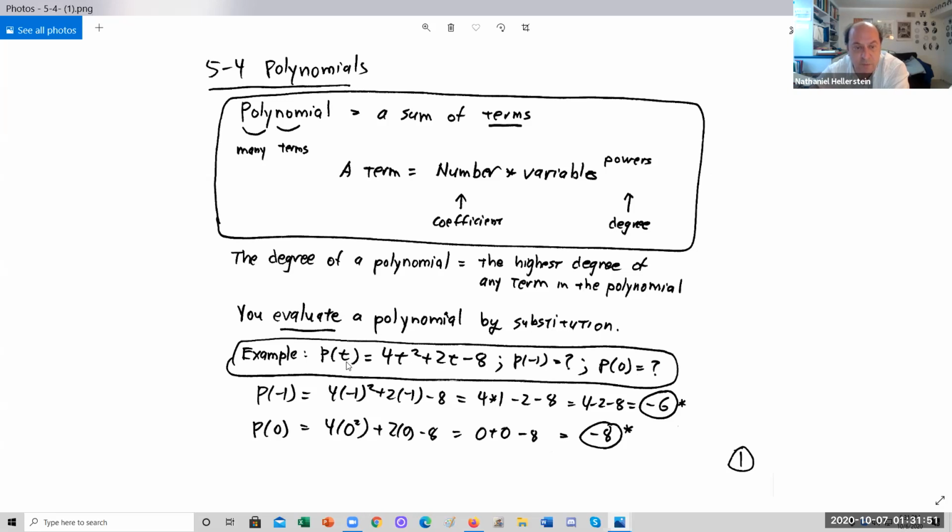For example, if p of t is 4t squared plus 2t minus 8, let's evaluate p at -1 and p at 0. For p at -1, you put a -1 in where the t is. 4 times -1 squared plus twice -1 minus 8. That'll be 4 minus 2 minus 8, which comes out to -6. P at 0, you plug in a 0 wherever the t is. So 4 times 0 squared plus twice 0 minus 8. Both of these terms turn out to be 0. 0 plus 0 minus 8 makes -8.